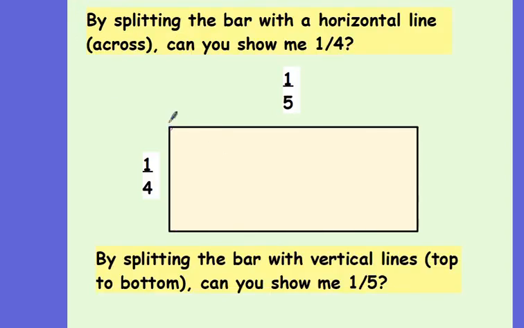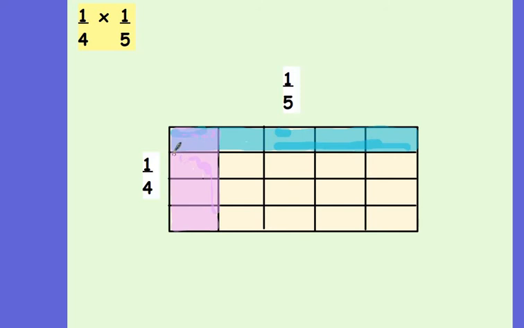In your light blue books, by splitting this bar with horizontal lines going across, can you show me a quarter? By splitting it vertically, top to bottom, can you show me a fifth? Shade each of those in and work out what the overlap might be. Pause the video and have a go at that now, please. And this is what your diagram should have looked like.